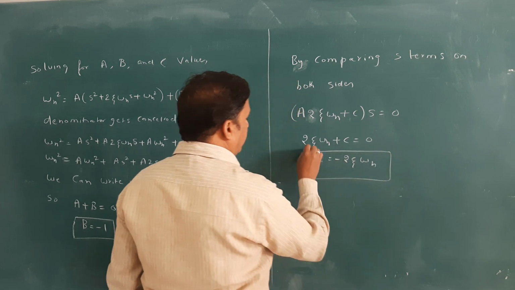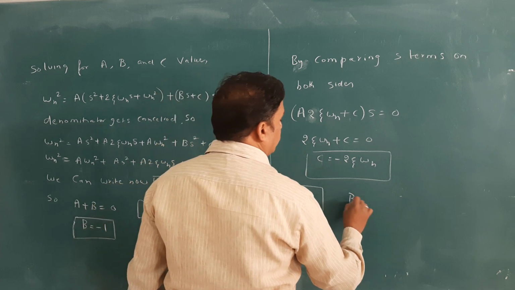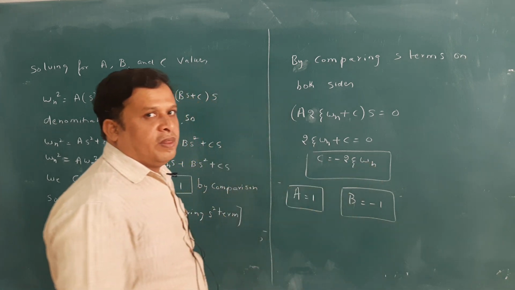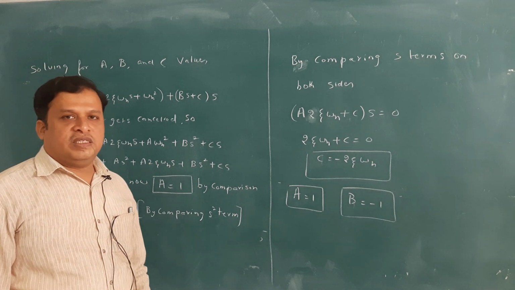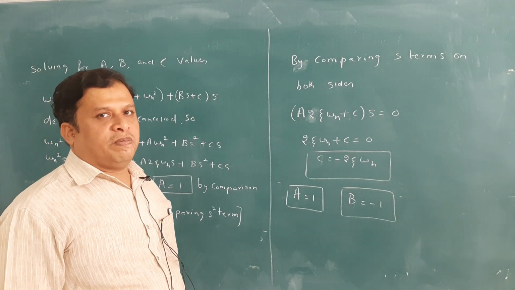So therefore, what we got: a value is 1, b is equal to minus 1, and c is equal to minus 2 zeta omega n. These values are to be substituted in the main equation, that is a by s plus (bs plus c) by s square plus 2 zeta omega n s plus omega n square.